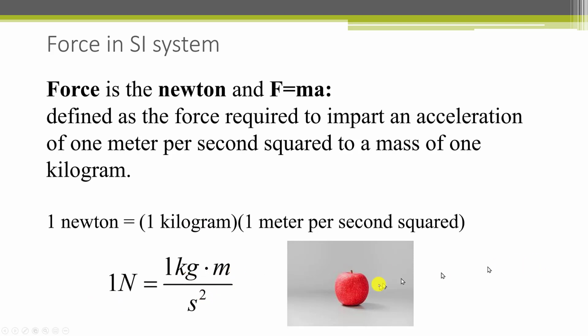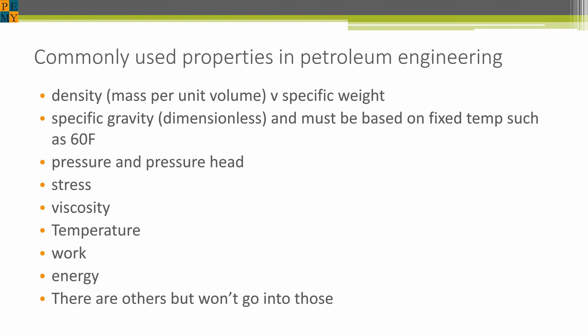Incidentally, a small apple weighs about a Newton. There are 4.5 newtons per pound force. So an apple, like the kind that fell on Newton's head, is equal to about a Newton of force. All of these properties that you see are commonly used in engineering. We're going to discuss all of these, and there are many others, but we won't go into those.